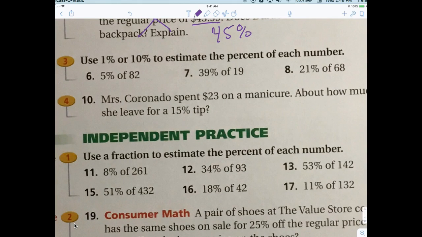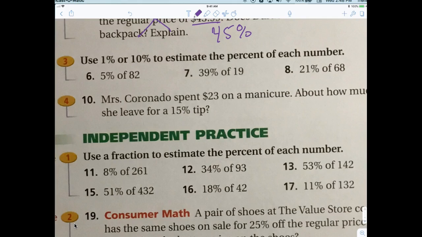Now, what do you think is a good way to figure out what 5% would be? Half of 10. So we're going to take 10% and then divide it by 2, right? So if we want 5% of something, take 10% and divide it by 2.